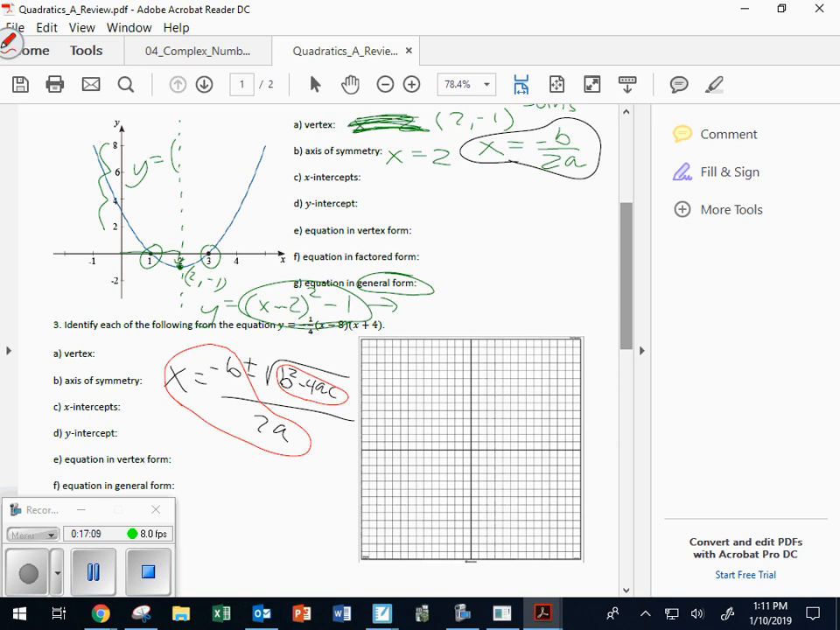The vertex one's negative b over 2a. This one is called discriminant. What if that discriminant was negative? You'd have a square root of a negative, so there wouldn't be any solutions. All right, this is the discrim. This is the vertex formula.